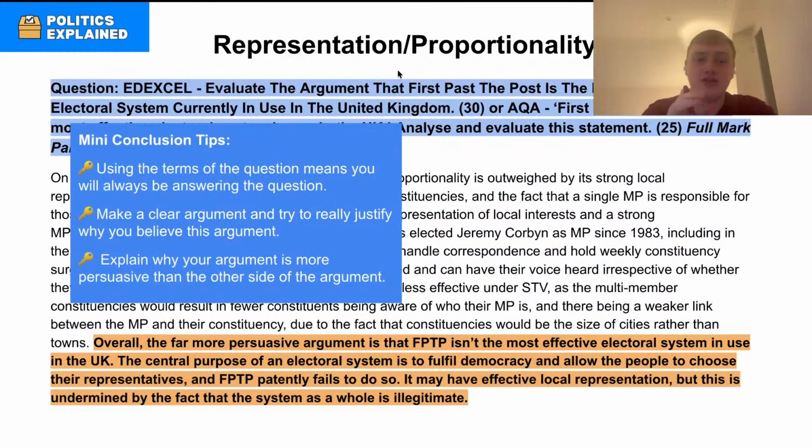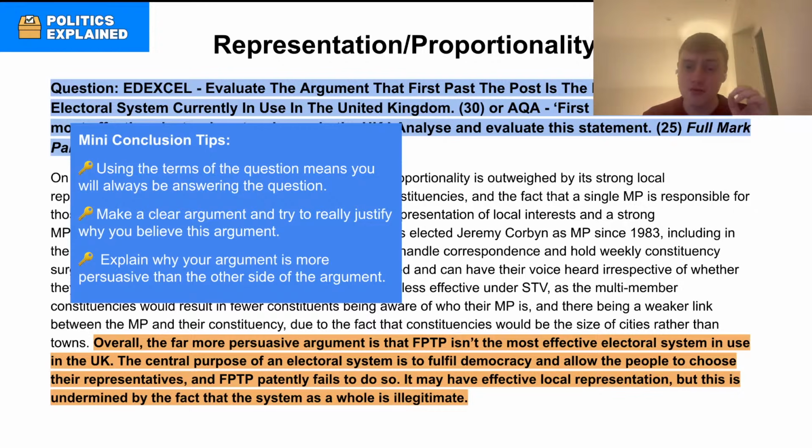So, mini conclusion tips. Using the terms of the question means you will always be answering the question. This is really, really key. Use those terms of the question. Make a clear argument and try to really justify why you believe this argument and explain why your argument is more persuasive than the other side of the argument. So use the terms of the question so the examiner is in no doubt that you're directly answering the question.